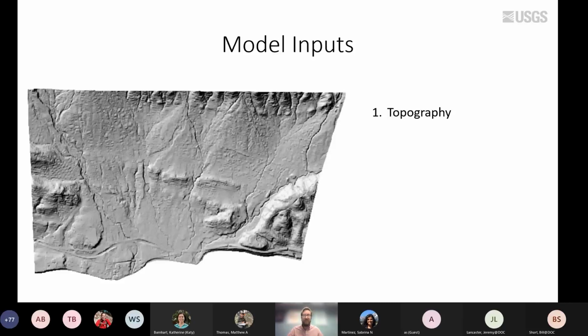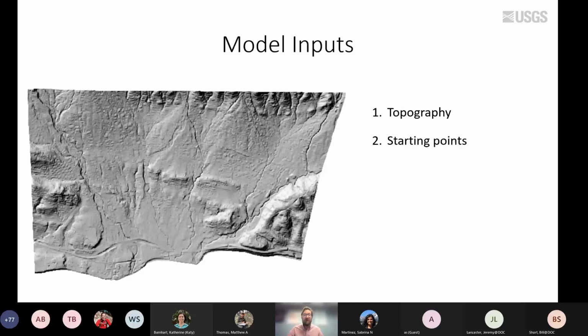ProDF just takes the pre-event topography as a text file, and this can be any resolution. Model performance is typically better at finer resolutions, but we have used the model on resolutions as coarse as 10 meters. This is an example of a 5-meter resolution DEM.